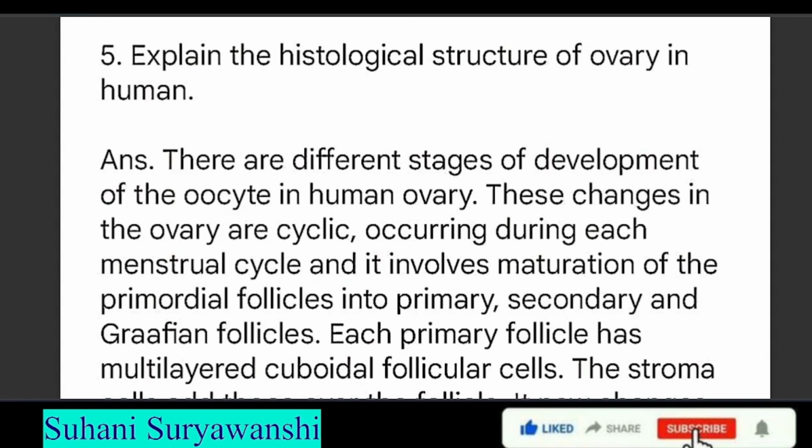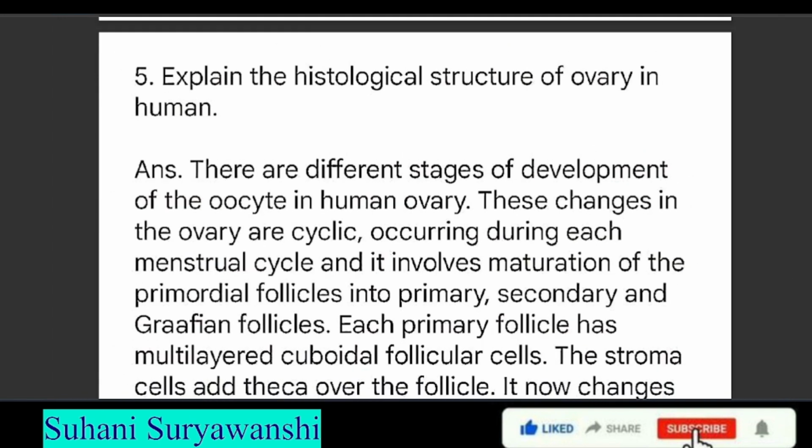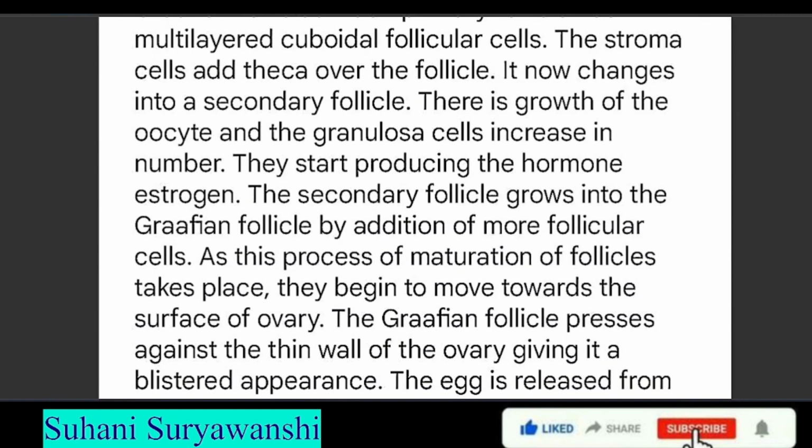These changes in the ovary are cyclic, occurring during each menstrual cycle, and it involves maturation of the primordial follicles into primary, secondary, and Graafian follicles. Each primary follicle has multilayered cuboidal follicular cells, the stroma cells, and theca cells over the follicle. It now changes into a secondary follicle.